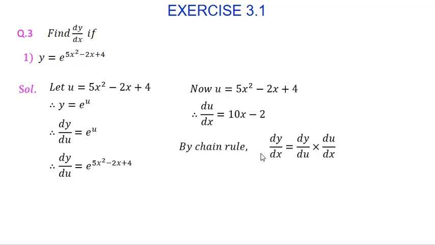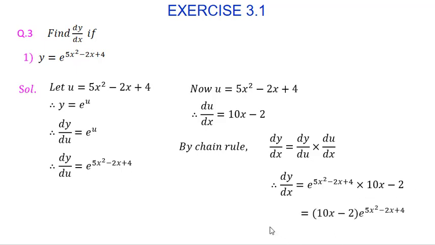By chain rule, dy upon dx is dy upon du into du upon dx. So therefore dy upon dx is dy upon du, which I will write as e power 5x square minus 2x plus 4, into 10x minus 2. So on simplification it is 10x minus 2 into e power 5x square minus 2x plus 4.